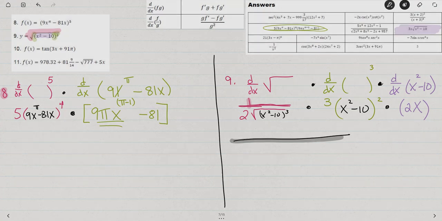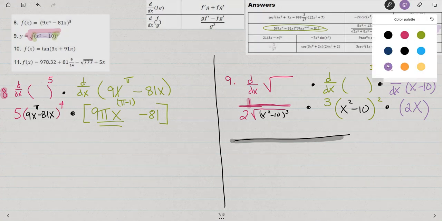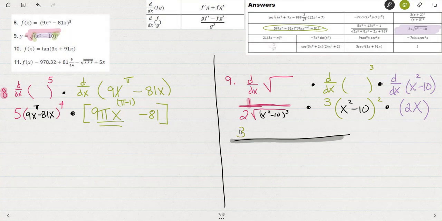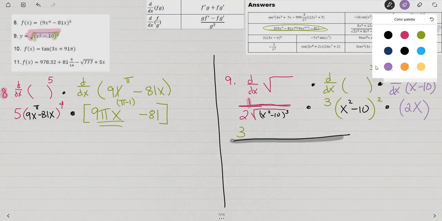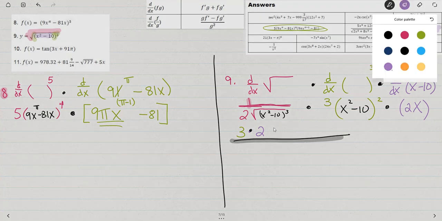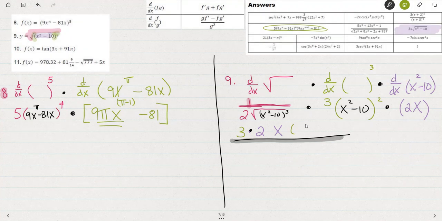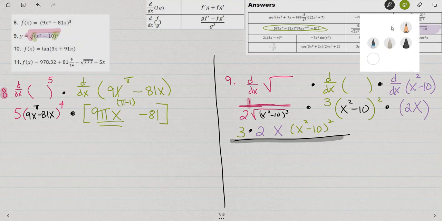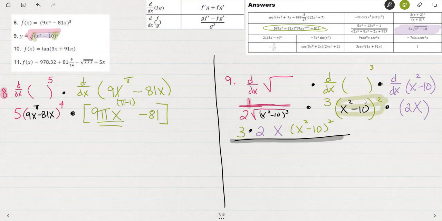And in the numerator, it looks like we've got a 3 and a 2. I'm not going to multiply those yet. I'm going to write it 3 times 2. You'll see why in just a minute if you don't already see it. And we've also got in this numerator an x, and we've got this x squared minus 10 squared, right? This x squared minus 10 squared.